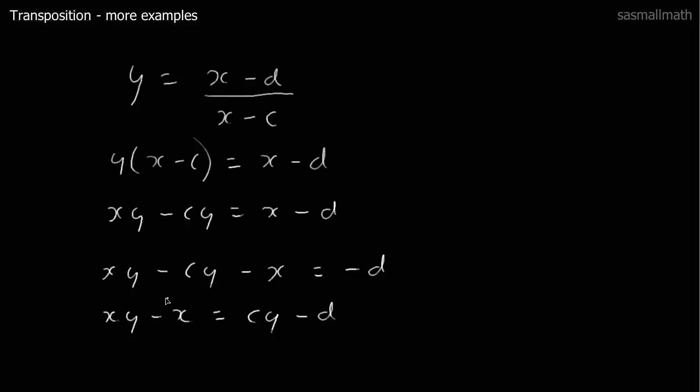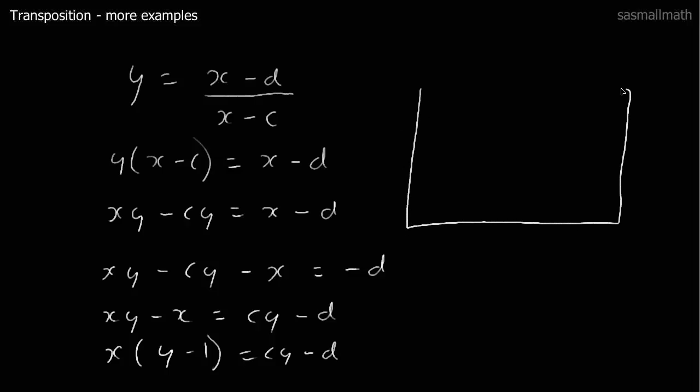We've got a common factor here in x, so take the x out: x(y minus 1) equals cy minus d. And finally we divide by this bracket here because it's multiplying x. We divide by y minus 1 both sides, and that will give us x equals (cy minus d) over (y minus 1). And that's that one done.